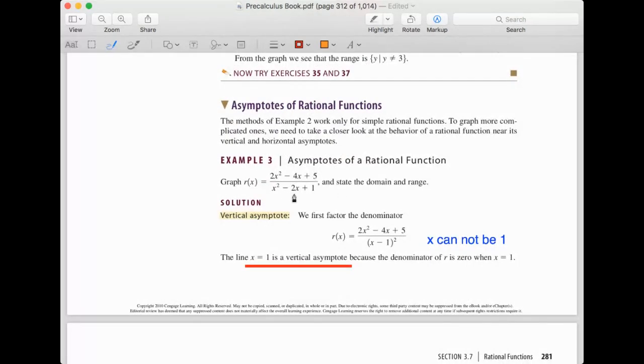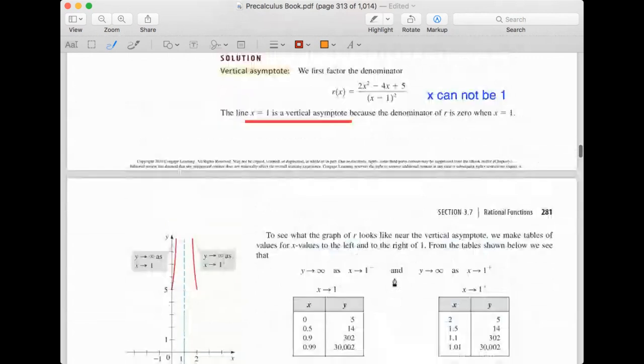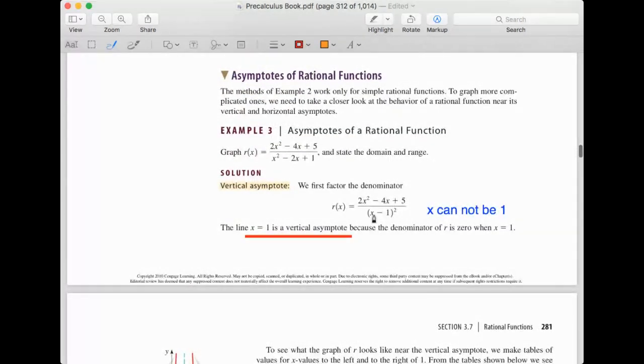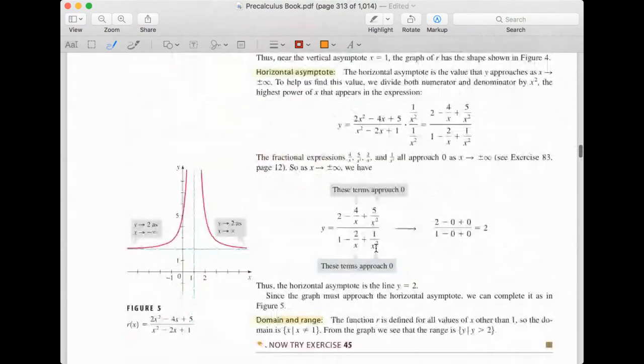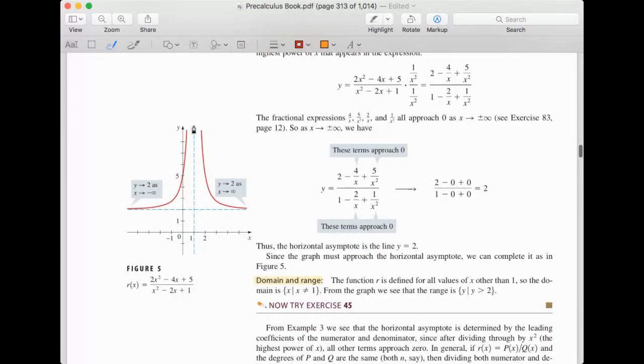Asymptotes again. Take the denominator, set it to 0. In this case, x equals 1 is the vertical asymptote, and the multiplicity is 2. We have 2 of it. And for the horizontal asymptote, we take the leading term. The leading term in the numerator is 2x squared, and the leading term in the denominator is x squared. So the horizontal asymptote is 2, y equals 2. Right here, the vertical asymptote, x equals 1.